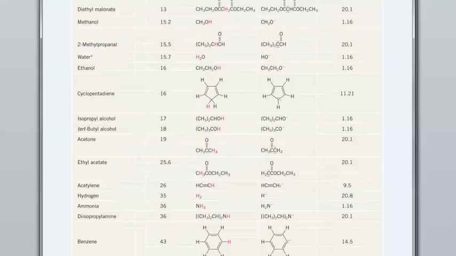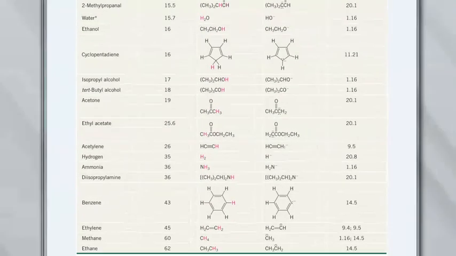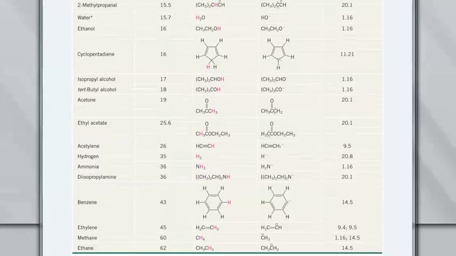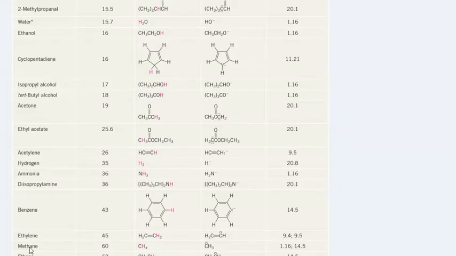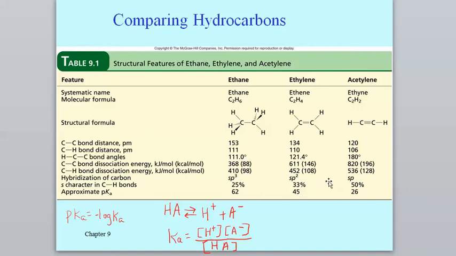In fact, it continues on to another slide here, and this is the very bottom of that list. You can see they've got methane down here, value of 60, and ethane 62. I can't quite get that one in the frame there. But for substances that have only carbon and hydrogen, their hydrogens are very difficult to remove, very, very weak acids. But in this list, they also have acetylene here with a pKa of 26. So again, it's somewhere in the middle between the things that are the weakest of acids and the substances that are thought of as being relatively strong acids.